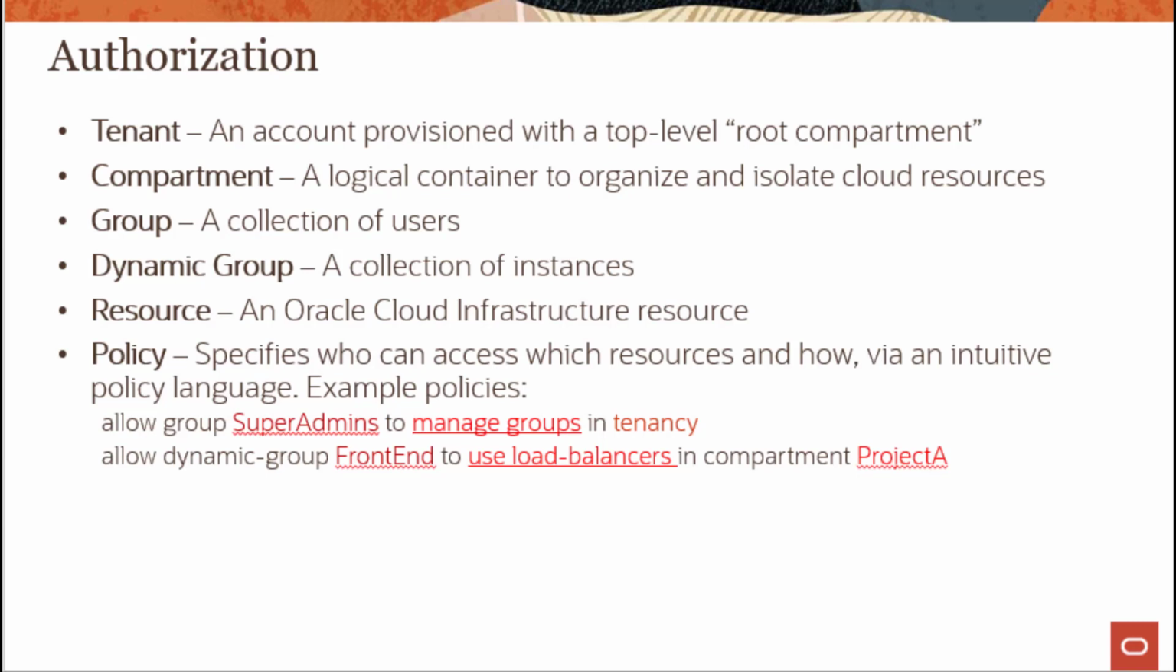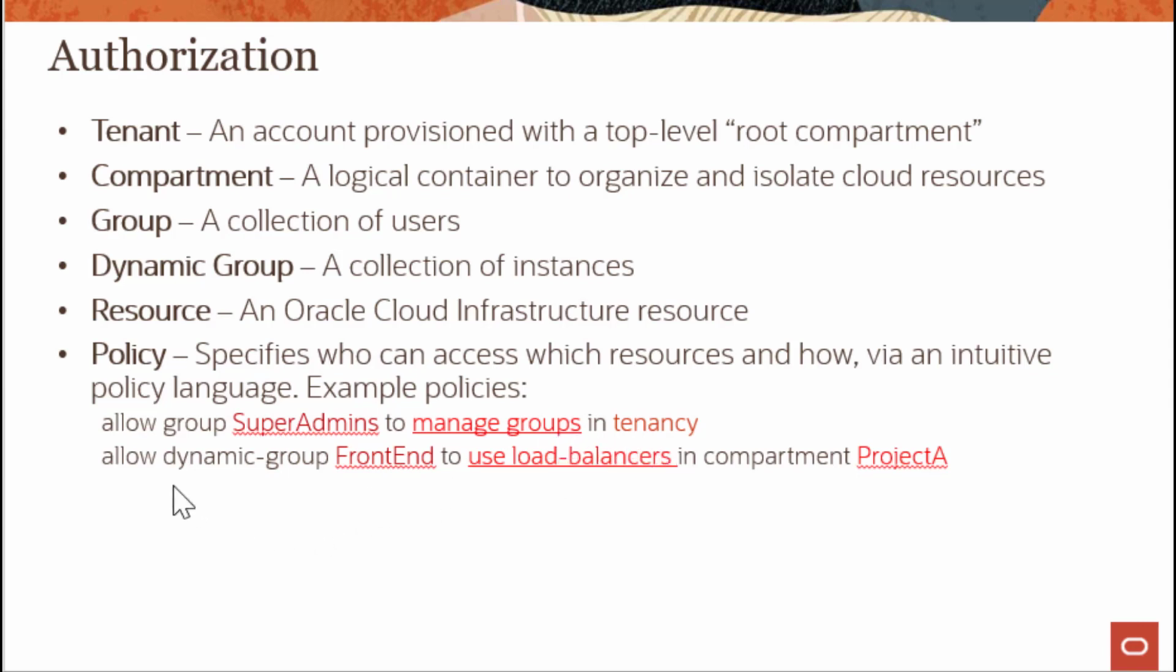A dynamic group is a collection of instances. A group is a collection of users, and then we have IAM policies. And as we saw, IAM policies specify who can do what across your OCI account or within a specific compartment. It's a very human readable format. For example, here we see allow group, some group, to manage certain things across the tenancy.